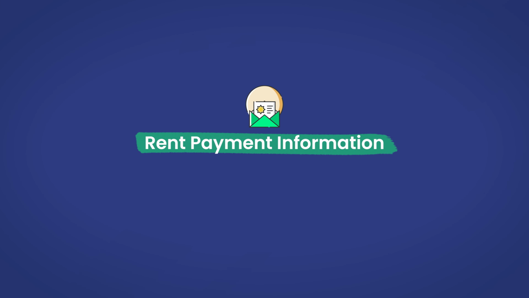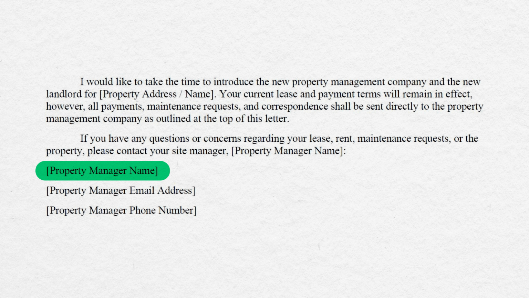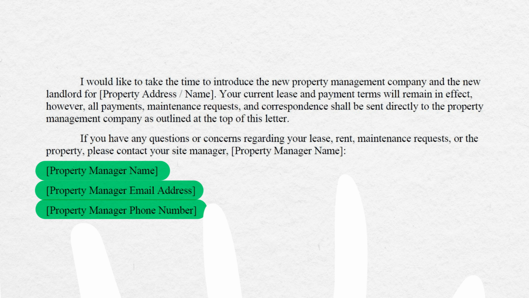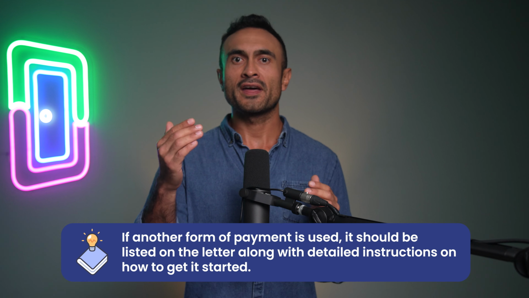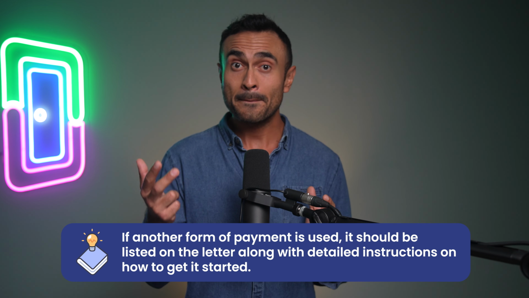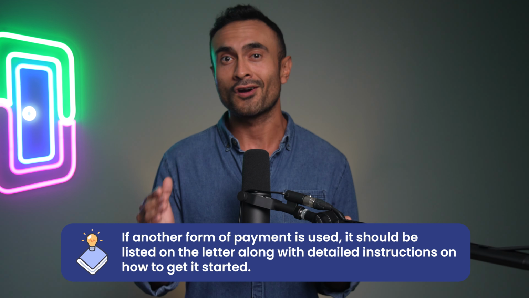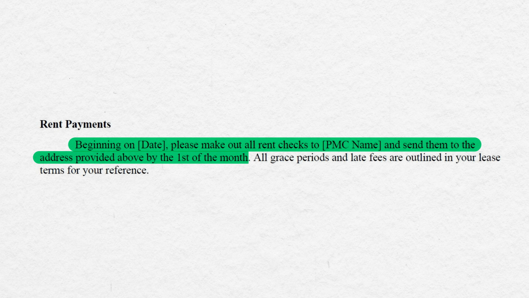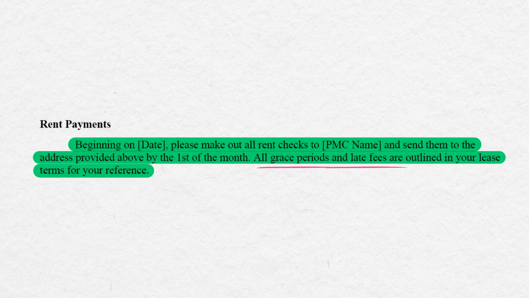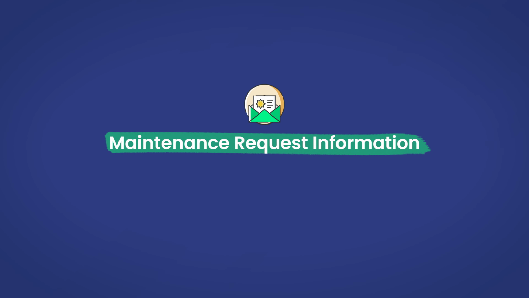Rent payment information. Next up on the letter is a section on the rent payments. Since the rent is no longer going to be paid by the landlord, it is important that the tenants know exactly where they should be sending their payments. For this reason, you should include the property manager's address in the letter. If another form of payment is used, like property management software or another payment app, it should be listed on the letter along with detailed instructions on how to get it started. There should also be a brief statement notifying the tenant that all grace periods and late fees from the original lease agreement still stand.